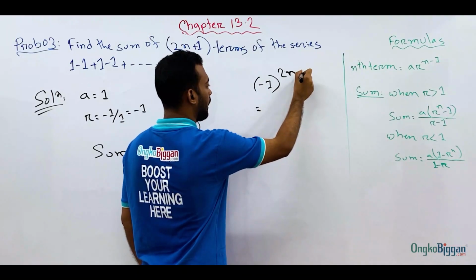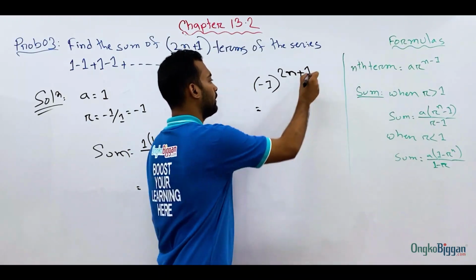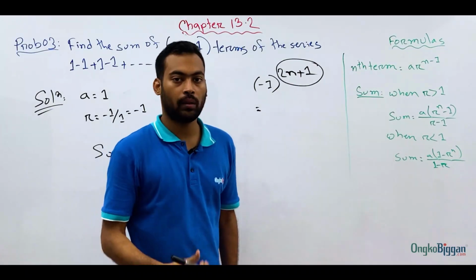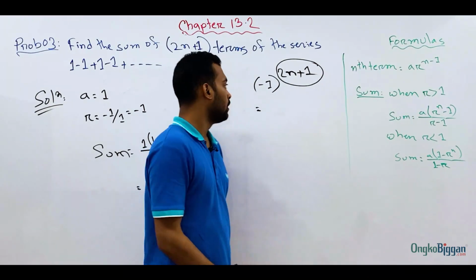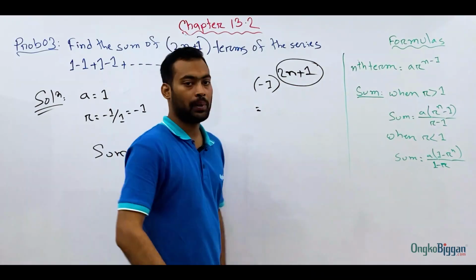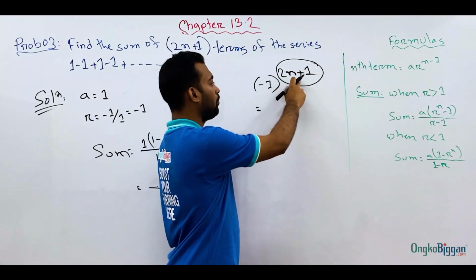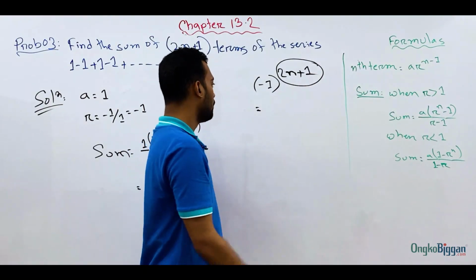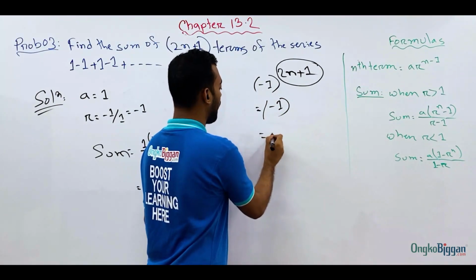But whenever the power is 2n plus 1, that means this power is an odd number. How does a number become odd? If you add 1 to any even number, that becomes an odd number. As I've said, 2n is an even number; you multiply any number with 2, that will give you an even number. So 2n plus 1, that means any even number plus 1, will give you an odd number. So minus 1 to the power of any odd number will give you minus 1.